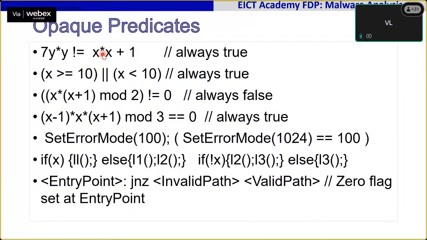Well, you can check that this is always true. x is greater than or equal to 10 or x is less than 10. This is always going to be true because x is either going to be less than 10 or it is going to be greater than or equal to 10, because x is an integer.